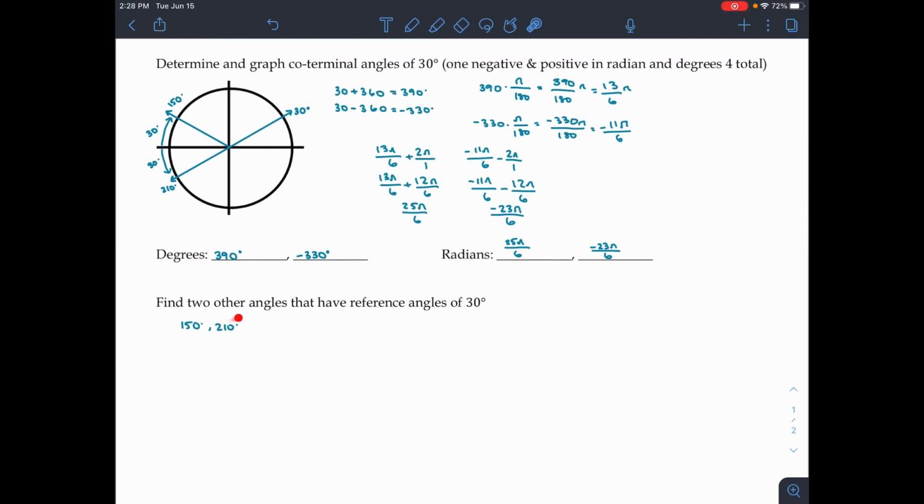And then find 2 other angles that have reference angles of 30. For the reference angle, from here to here is 30, and then we go to the other side of the x-axis and go 30 in the other direction. When we go 30 that way, we get 150 degrees. That's one of the angles, 150. And we go the opposite direction, and this would be at 210. So that would be the other angle, 210.